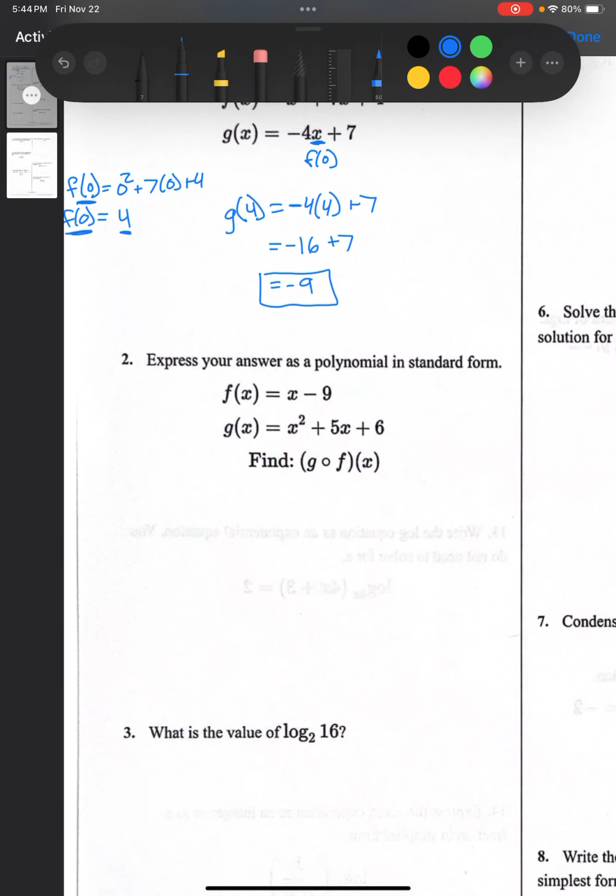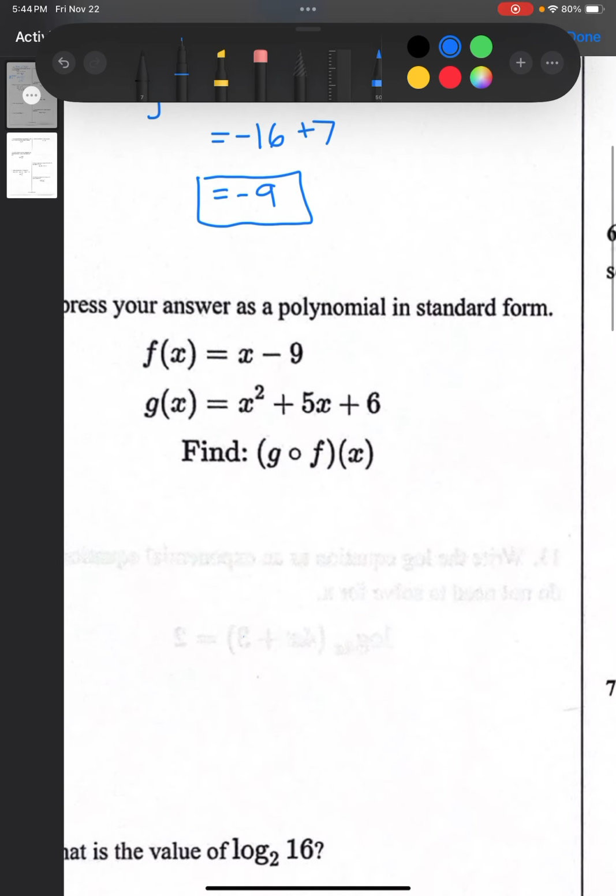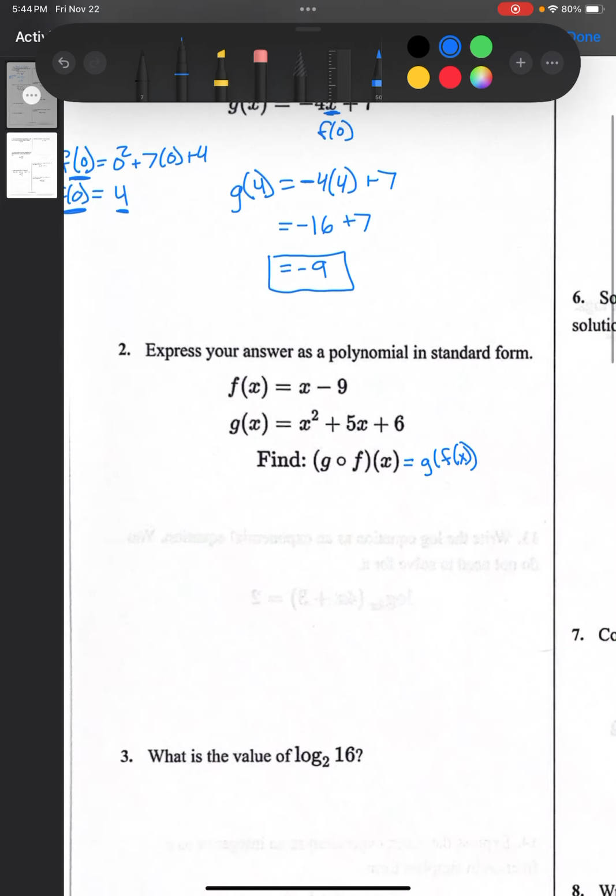Number 2 is similar. It's meaning g of f, kind of the same thing as last time. This is what that means. So what we're going to do is anytime we see an x in g of x, we're going to put f of x. So I'm going to first show that here. It might make more sense to you guys if I do it this way. If not, you can always skip this method and go to the next step.